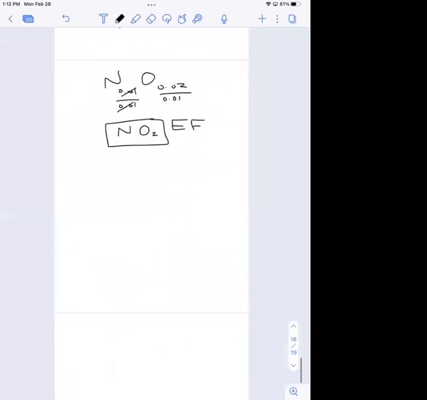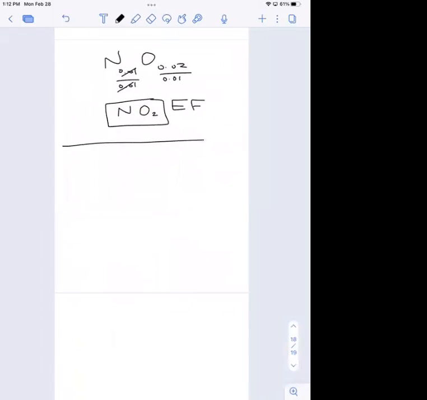And so now we're going to take this empirical formula information. We're going to do a couple more examples with calculating empirical formula, but we're not going to use the masses. We're going to be given percent composition. So today, those are the examples that we're going to be doing.